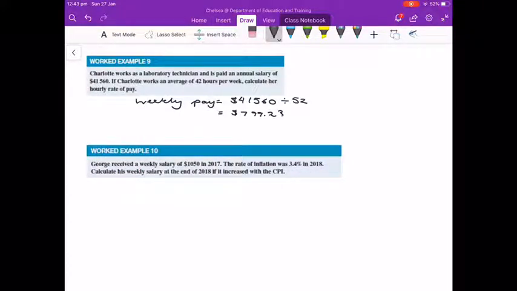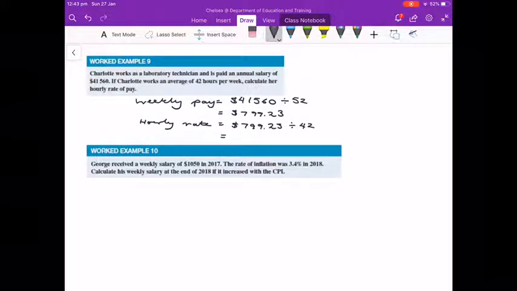Charlotte earns $799.23 a week, but we want to know how much she earns per hour, so we need to break that down further. To find her hourly rate, we are going to use her weekly wage. Now she works 42 hours a week, so to find her hourly rate, we're going to be dividing by 42 because she makes less in an hour, and the answer is going to be smaller. $799.23 divided by 42 gives Charlotte an hourly rate of $19.03.